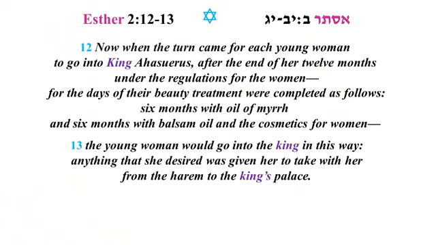Now when the turn of each young lady came to go into King Ahasuerus, after the end of her 12 months under the regulations for the women, for the days of their beautification were completed as follows: 6 months with oil of myrrh, and 6 months with spices and the cosmetics for women. The young lady would go into the king in this way. Anything that she desired was given her to take with her from the harem to the king's palace.